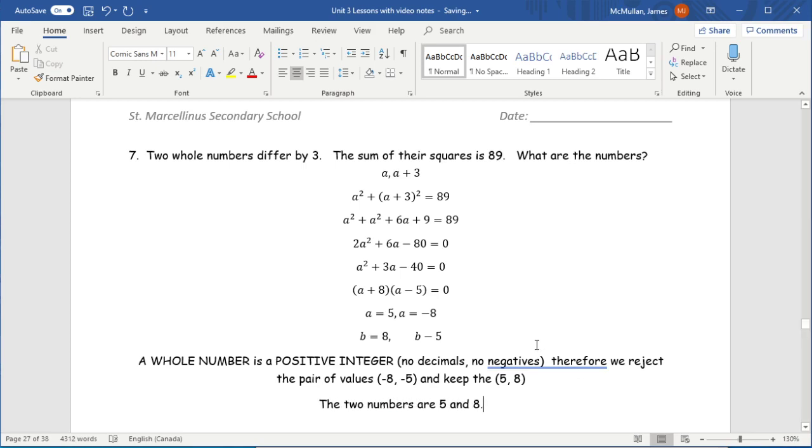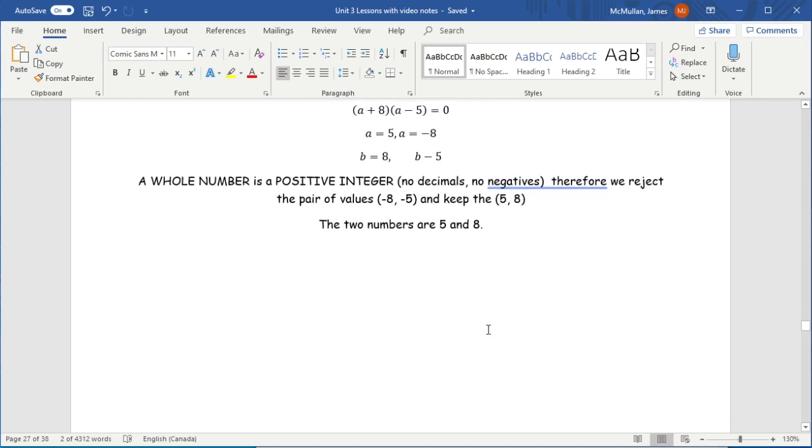So if you forget what a whole number is, of course, you could ask me a question like that. You don't need to remember exactly, but just so you understand why I'm rejecting the negatives here: you would not reject the negatives if it just said two integers, because negative 8 and negative 5 also work, right? You can square them and you still get 89. So the fact that it says whole numbers is the reason I'm getting rid of the negatives. Other than that, I would keep them normally.